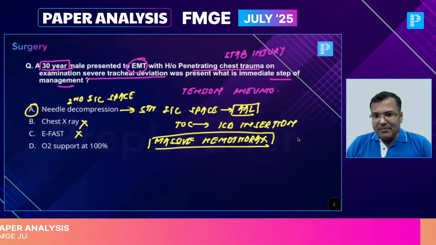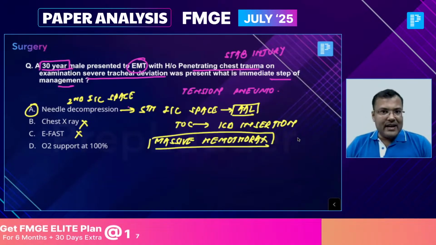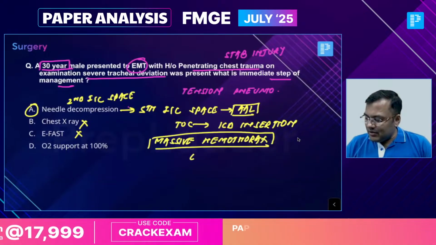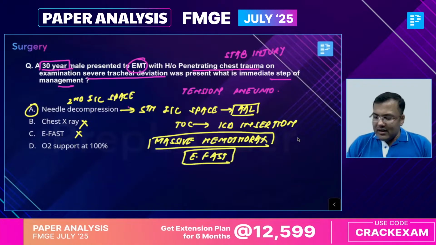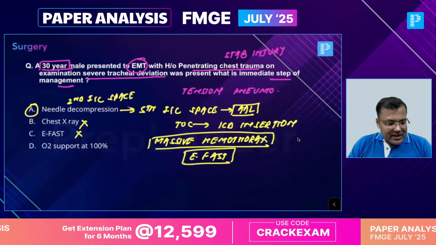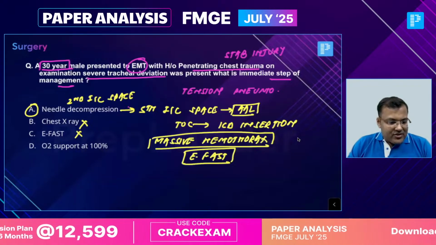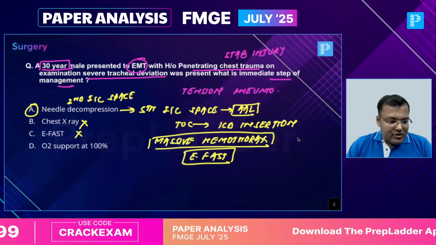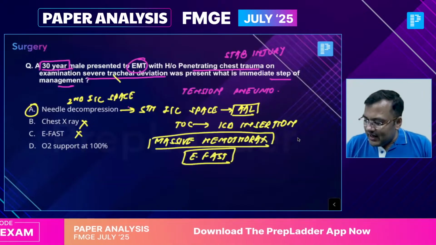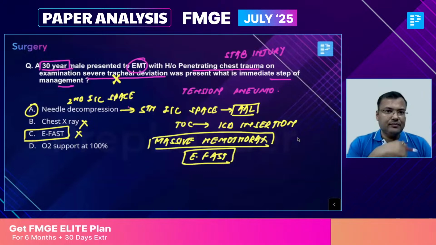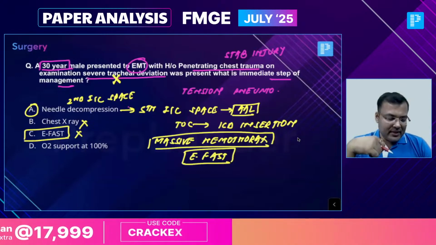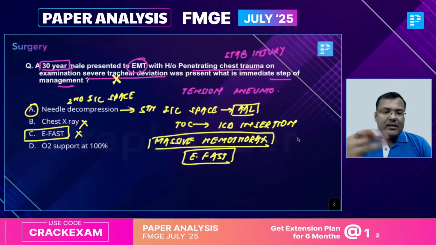सो इफ देयर इज मैसिव हीमोथोरैक्स, कुछ ऐसी फाइंडिंग होगी, उस केस में आंसर हो जाएगा ई फास्ट। क्लियर गाइस? और अगर सिर्फ ऐसा क्वेश्चन का लैंग्वेज है, ओके, ट्रेकियल डेविएशन वाज नॉट देयर, अगर ट्रेकियल डेविएशन नहीं है, देन द आंसर वुड बी ई फास्ट। ठीक है?